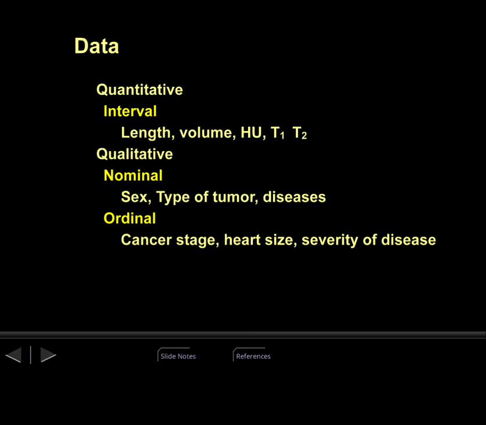In ordinal data, the categories are related in a subjective way. For example, heart size judged as mild, moderate, or severe, or cancer stages 1 through 4. There is no mathematical relationship in ordinal data. That is, a stage 2 lung cancer is not twice as bad as a stage 1 lung cancer.